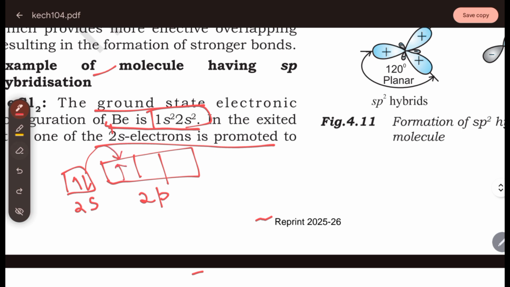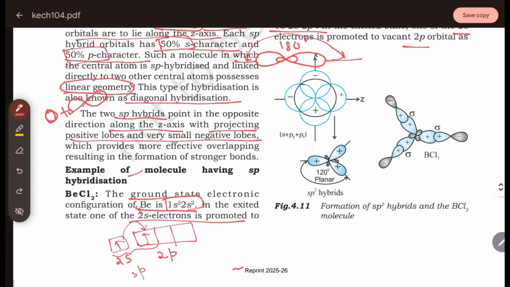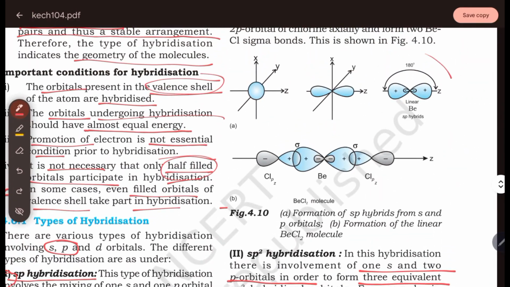So ultimately you get 1 electron in 2s and 1 electron in 2p because of this excitation, and intermixing of 1s and 1p, preferably a pz, gives rise to the sp hybrid orbital. And this is the shape of the orbital, the linear geometry of the orbital.